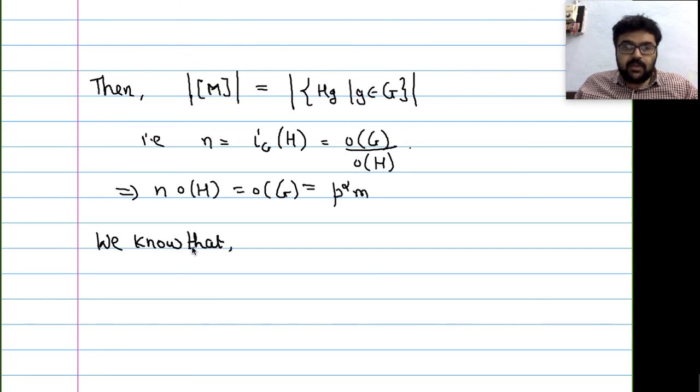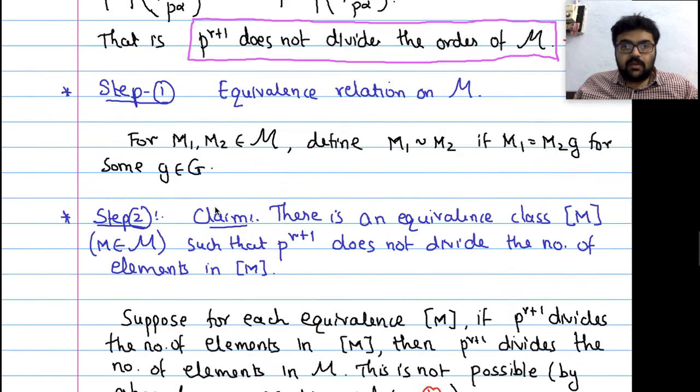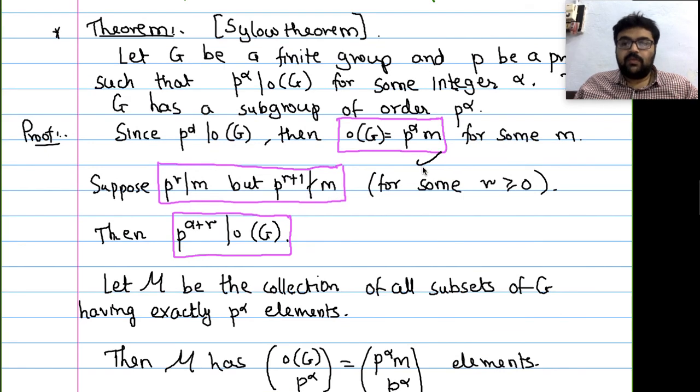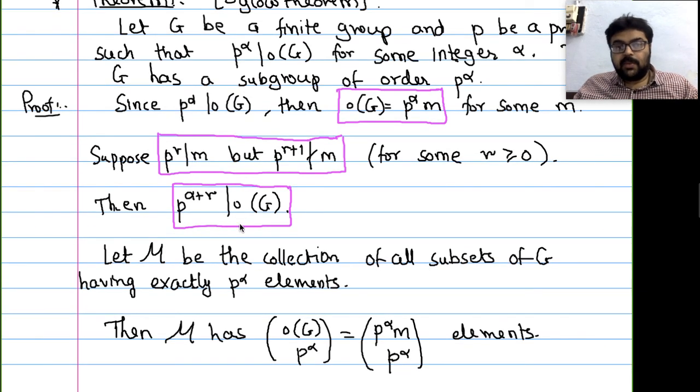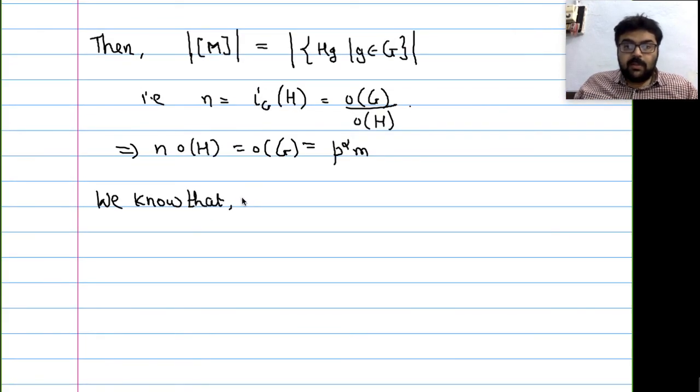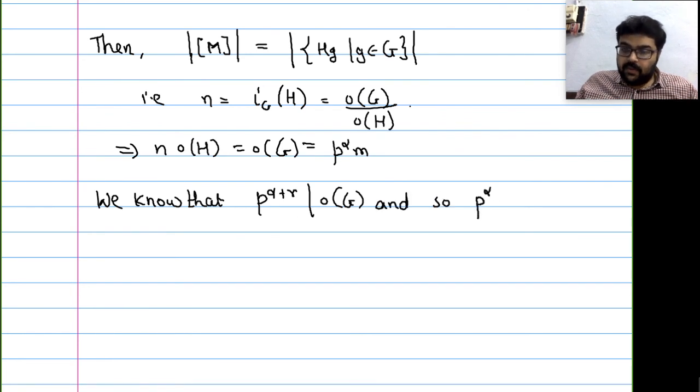If you have forgotten, let me just scroll up. Yes, so order of G was this, what we needed: P power alpha M. How many powers of P divide M? R powers divide it. So alpha is already there, R also divides, P power R divides M. So that is extracted out. So P power alpha plus R divides the right hand side, which is order of G. We know that P power alpha plus R divides order of G. And so P power alpha plus R also divides the left hand side, which is n times order of H.